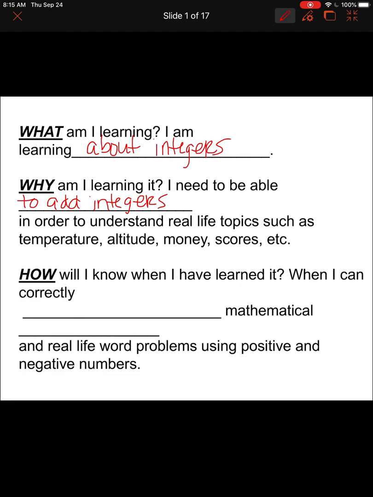How I know when I've learned it: when I can correctly solve mathematical equations and real-life word problems using positive and negative numbers. Anytime if you need to pause this video to fill in your blanks, feel free to do so.